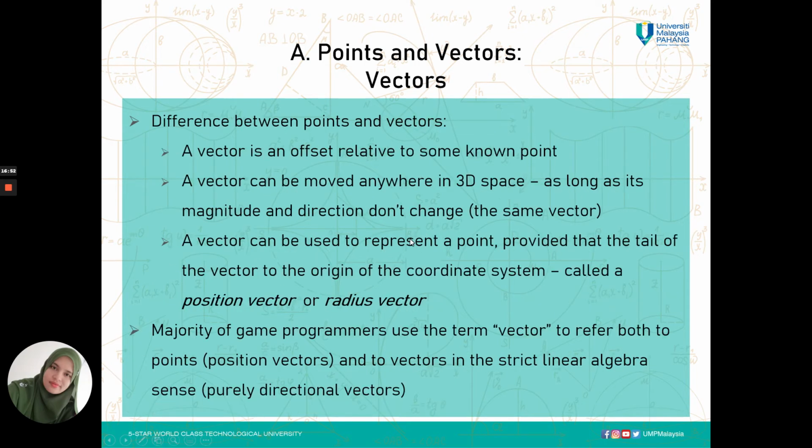Okay, there are differences between points and vectors. I hope you can differentiate what is a point and what is a vector. There might be similarities between them, but they have a distinction, so that you can differentiate between a point and a vector. And the majority of game programmers will use the term vector to refer both to points, which are position vectors, and to vectors in the strict linear algebra sense, purely directional vectors.